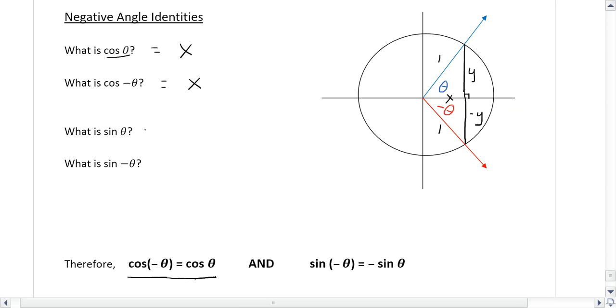But something different happens with the sine. Same thing here. If we look at the sine of positive theta, we have opposite over hypotenuse, which is y. Sine of negative theta is negative y. So in this negative angle identity, the sine of negative theta is the same as negative sine of theta, that you have to keep the negative sign. All right, so now we can check that off the list. We've proven the negative angle identities, so now we can use them in our work.